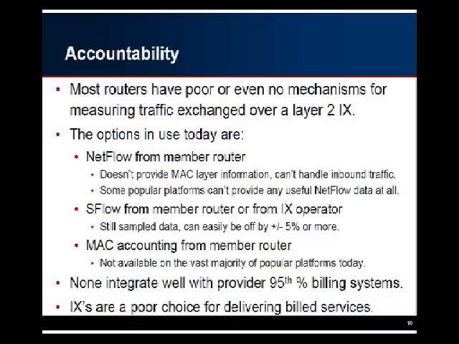The other options are sFlow, either from the member router or the IX operator, and you've got new versions of NetFlow, which are essentially the same thing as this. But even if you do have MAC information, the reality is it's still sampled data. You're looking at one out of every whatever you configure, 8,000 packets, something like that. That's not one-to-one. You're still going to be off, and you could be off by as much as 5%. That's not really acceptable for billing purposes. You can't sell someone a service and say, plus or minus 5%. That's bad. And the reality of MAC accounting is most platforms just don't support it at all.